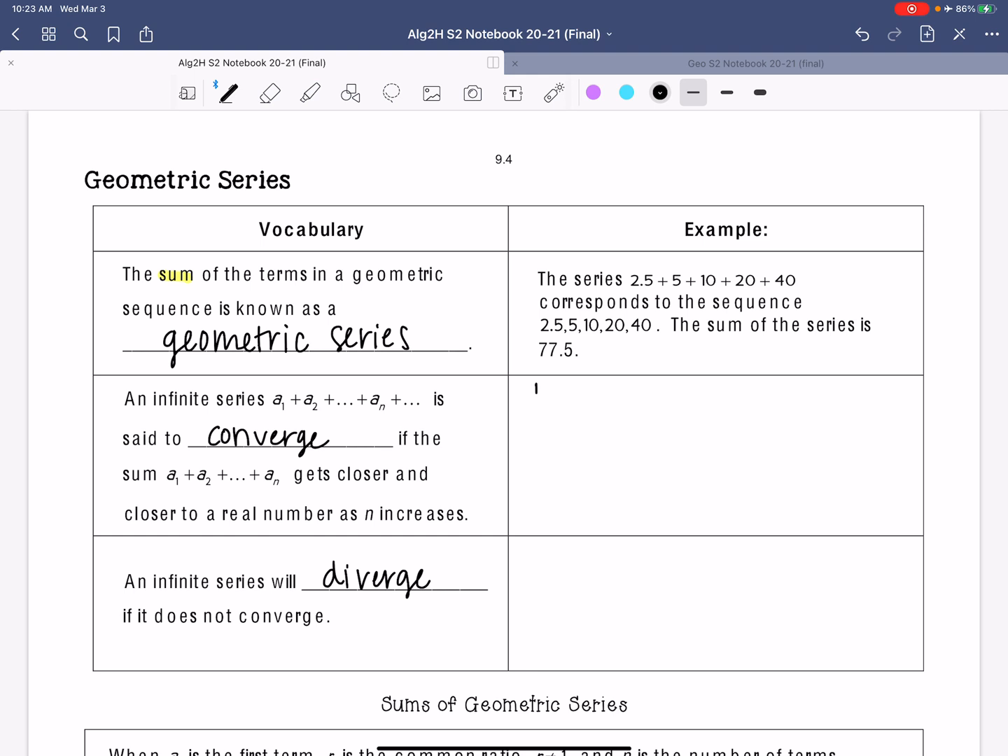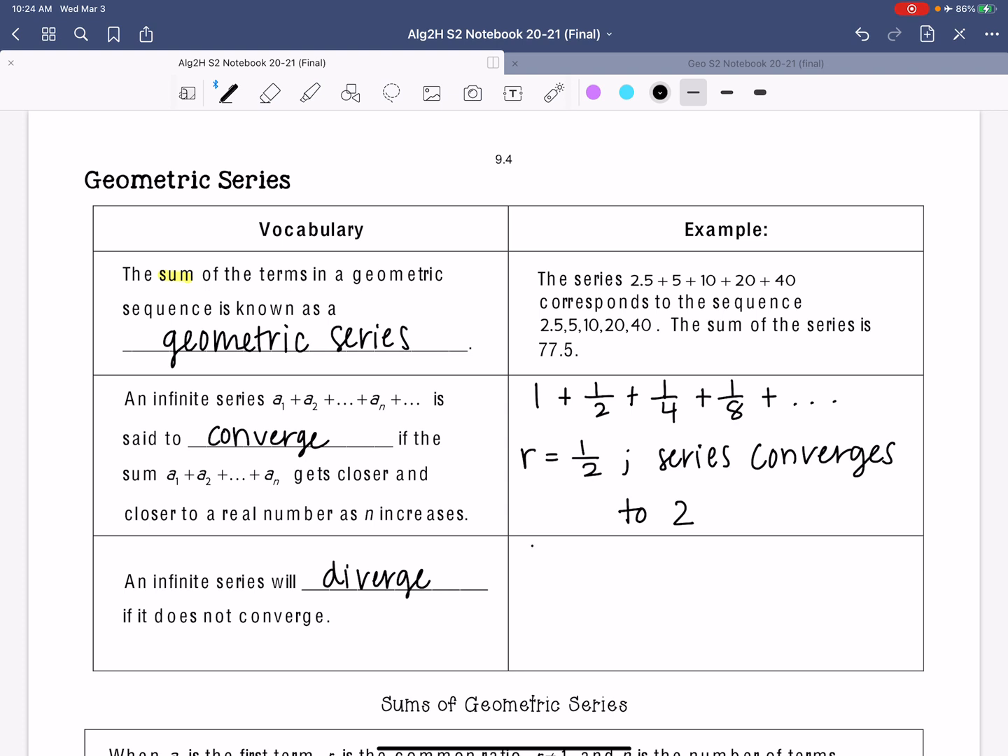So if I had 1 plus a half plus 1/4 plus 1/8, I'm multiplying this each time by a half, so my ratio here is 1/2. The series will converge, and it's going to get closer and closer to 2. So 1 plus a half plus a fourth plus a 16th, it's just going to keep getting closer and closer and closer to 2. So it converges to 2.